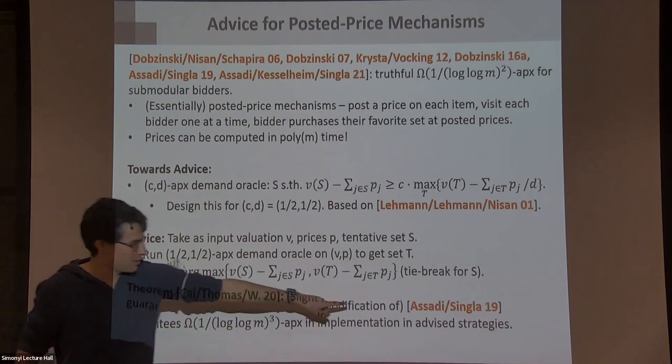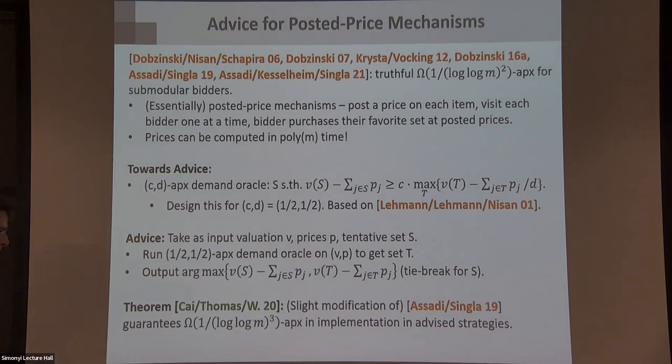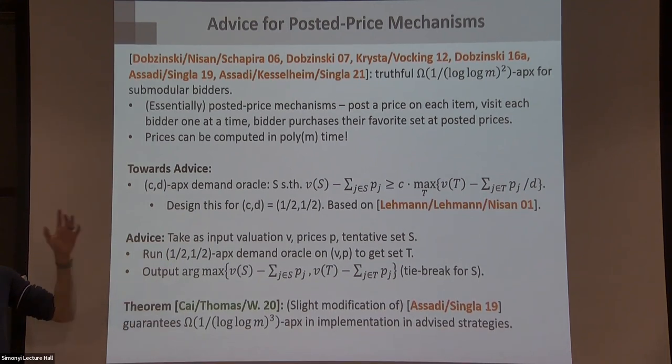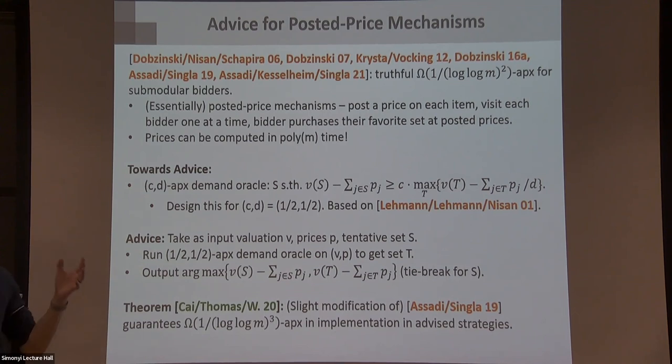you take this posted price mechanism and roughly run it as is. And the point is posted price mechanisms really should be truthful, even if people can't find their optimal set, because we can recommend pretty good sets for them to take, and they should get something that is at least as good for them as this pretty good set. And as long as they do something that is at least as good as this pretty good set, then you get the same approximation guarantee. So that was the point of that paper.